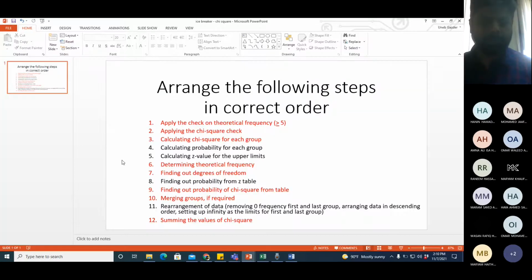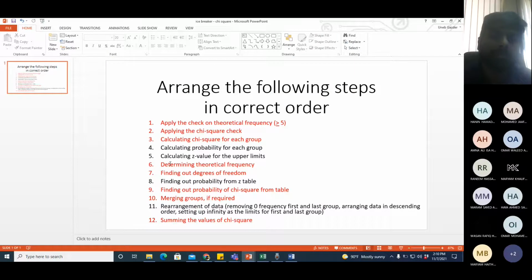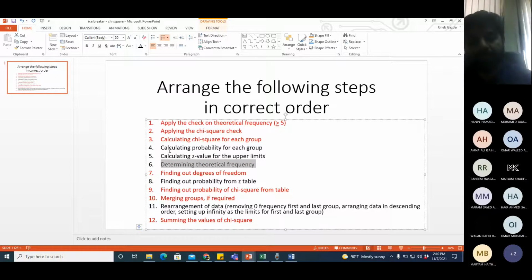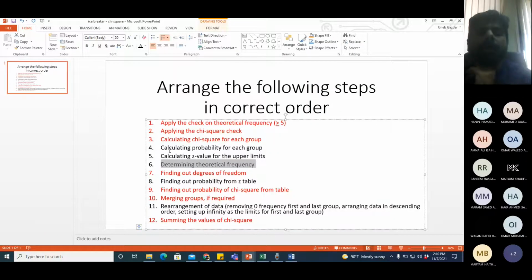Ten. No. Ten is not correct. Probability for each group. Then what? Six. Yes, find out theoretical frequency, the f values. So you multiply the probability with the total number of values, you get theoretical frequency, the f values. Okay, you found f values. Now what? After you find the f values, now what?